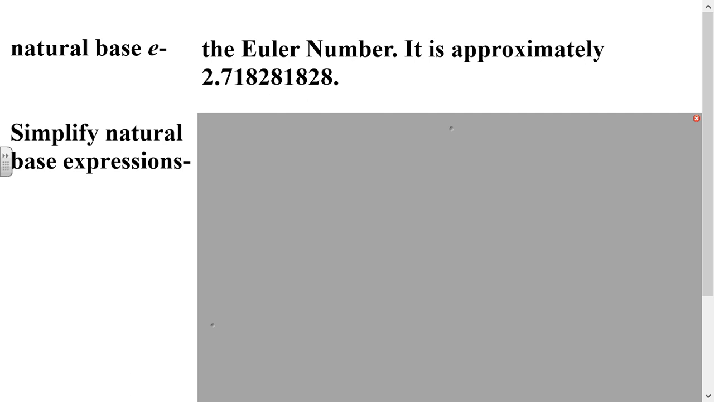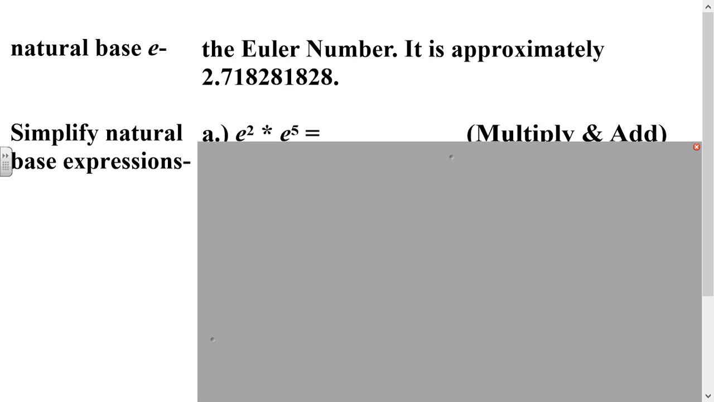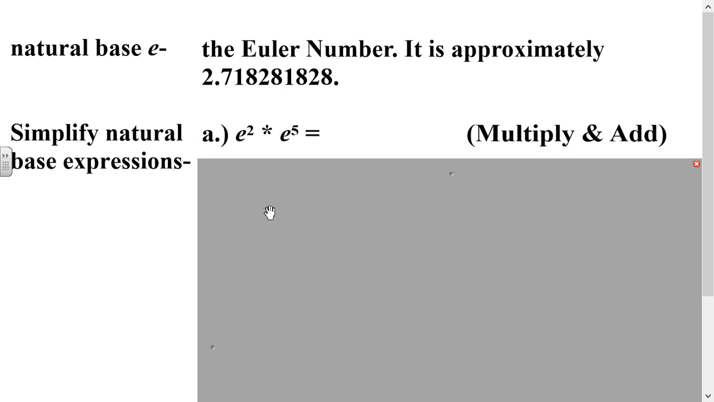Now we're going to simplify some natural base expressions, and these are just expressions using e. Now, if I have e squared times e to the fifth, I'm going to treat this just like e is a variable, and I'm going to leave it in that form. You might remember when we did these earlier that when we multiply numbers like this, we add the exponents.